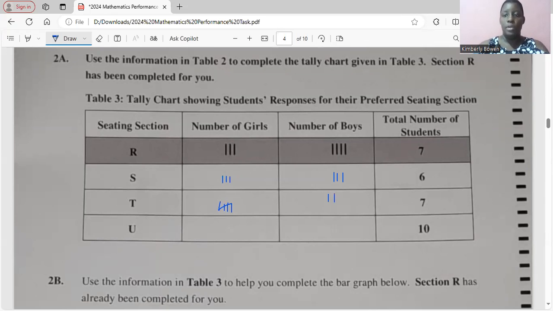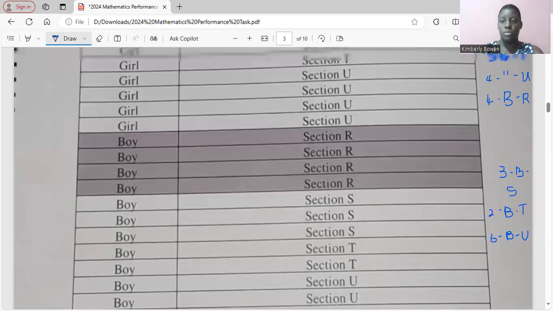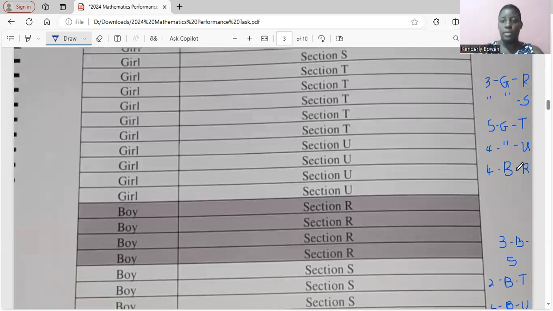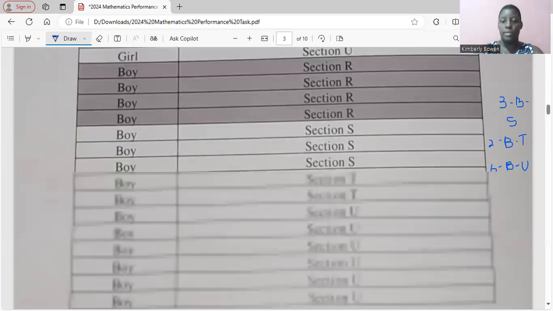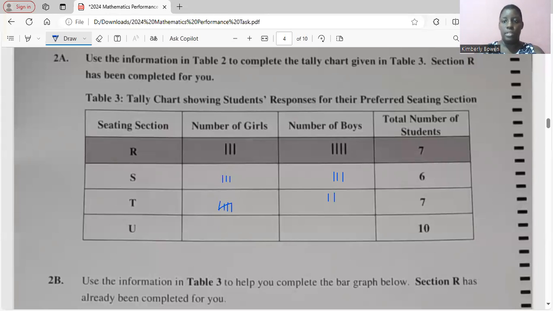And for U, for boy was 6 and 4. Girl, it was 4. 6 and 4. 1, 2, 3, 4. 1, 2, 3, 4, 5. There you have it. We've completed the table for 2A.